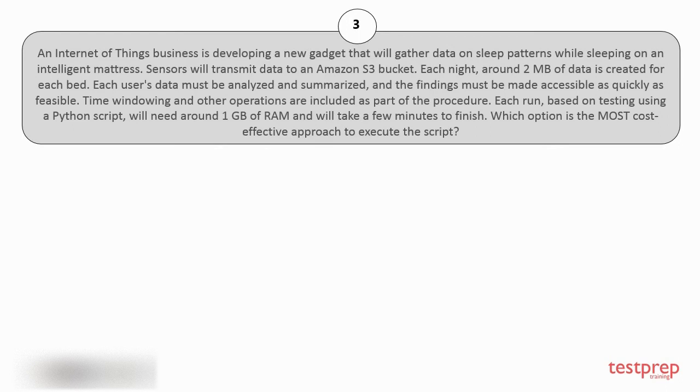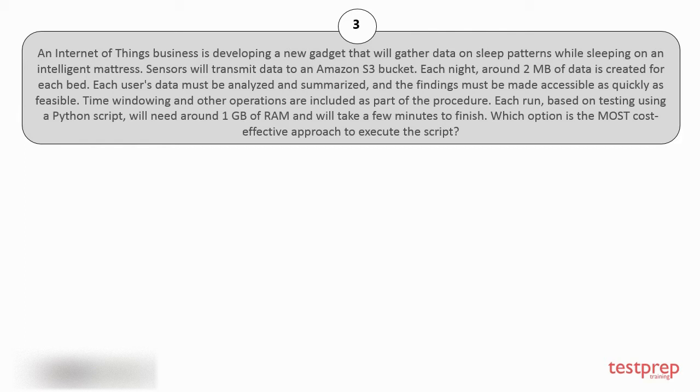Question number 3. An Internet of Things business is developing a new gadget that will gather data on sleep patterns while sleeping on an intelligent mattress. Sensors will transmit data to an Amazon S3 bucket. Each night, around 2 megabytes of data is created for each bed. Each user's data must be analyzed and summarized, and the findings must be made accessible as quickly as feasible.